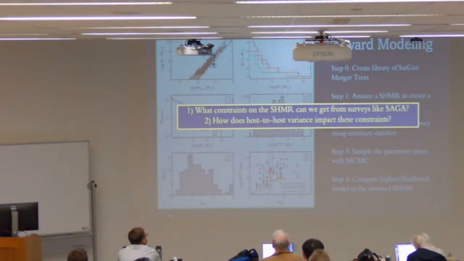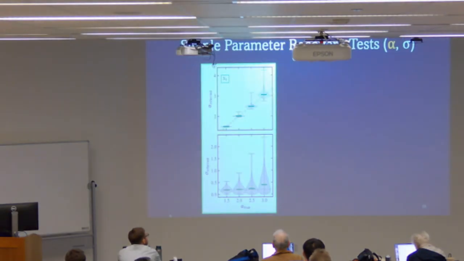These are the 2 main driving questions. What constraints on the stellar halo mass relation can we get from surveys like SAGA? And how does host-to-host variance impact these constraints? So again, just playing these simple parameter recovery games, what I'm going to do here is I'm going to vary alpha while holding sigma fixed.